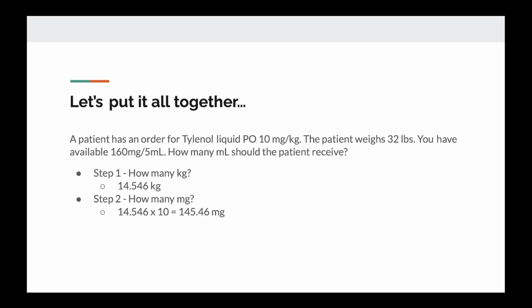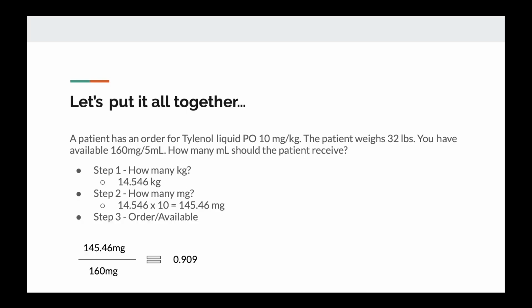So what do you do now? We're going to think back to those medium and easy questions we did before. And what's the formula I've been talking about the entire time? Ordered over available. So the order we have is actually for 145.46 milligrams. They just wrote it funny by making it 10 mg per kg. But 145.46 divided by, what do we have available? 160. And that leaves you with 0.909.